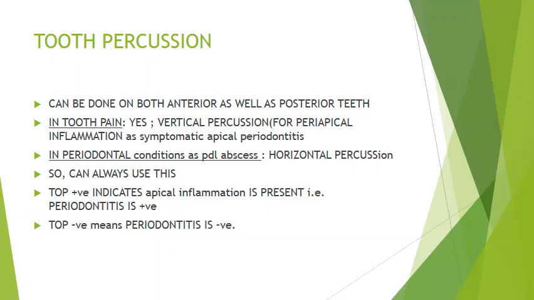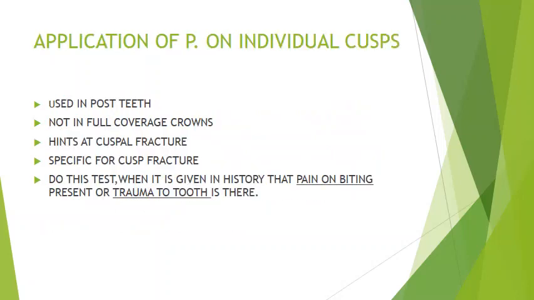Thank you. Next is application of pressure on individual cusps. It is used in the posterior teeth, and it hints at cuspal fracture. This test is very specific for cuspal fracture. Whenever there is pain on biting, we can use this test. Whenever the history says the patient has pain on biting, or there was trauma to the tooth, we can always choose this option, application of pressure on individual cusp.